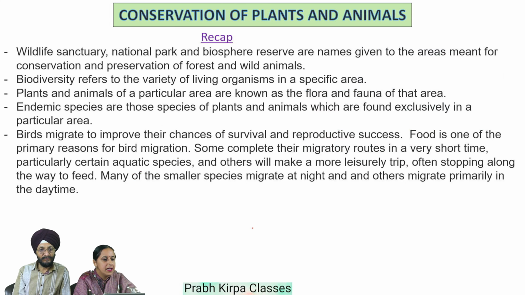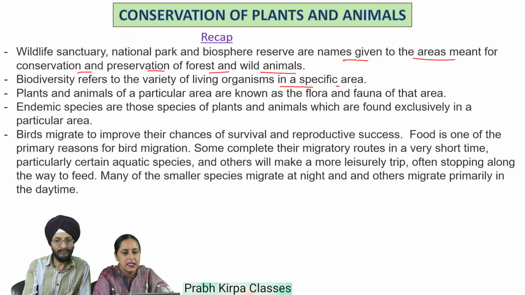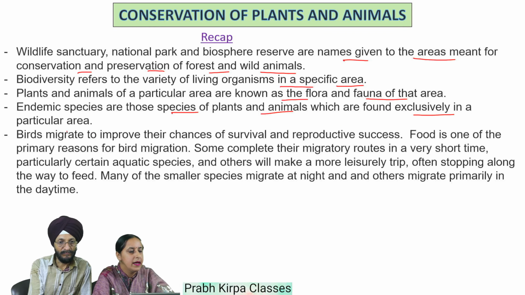Recap: Wildlife Sanctuary, National Park, and Biosphere Reserve are names given to the areas meant for conservation and preservation of forest and wild animals. Biodiversity refers to the variety of living organisms in a specific area. Plants and animals of a particular area are known as the flora and fauna of that area. Endemic species are those species of plants and animals which are found exclusively in a particular area.